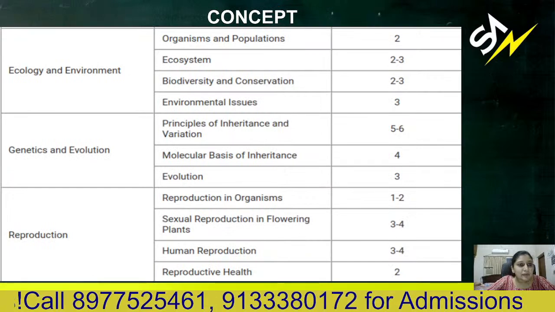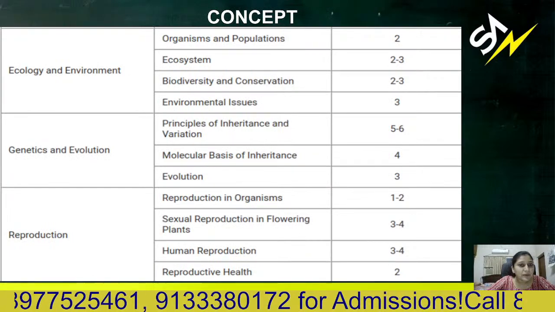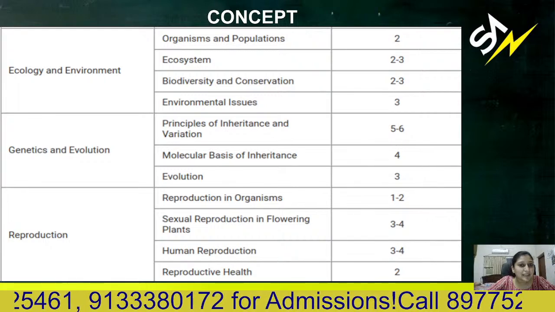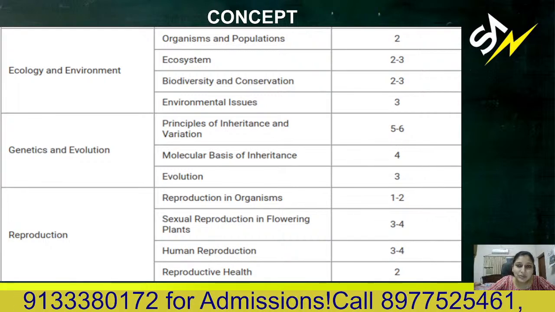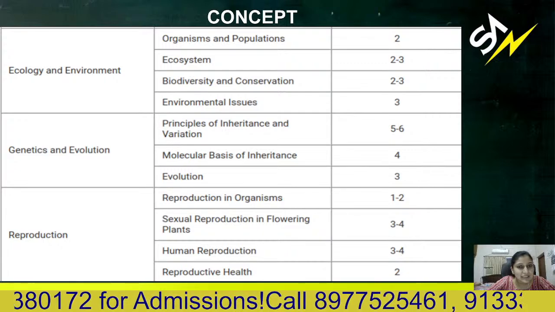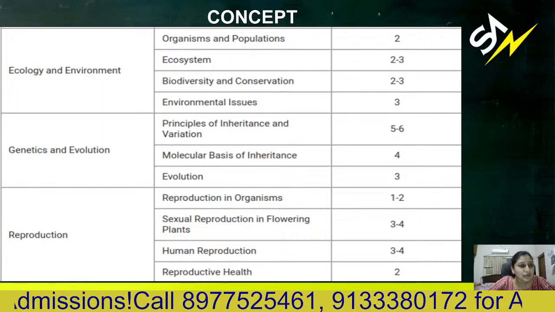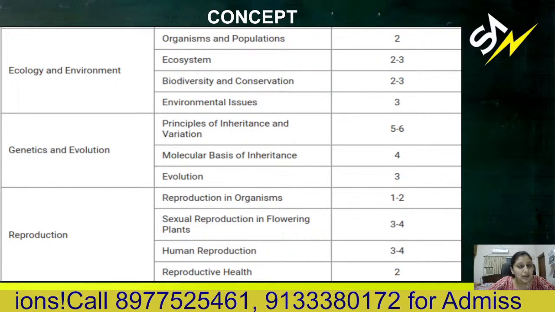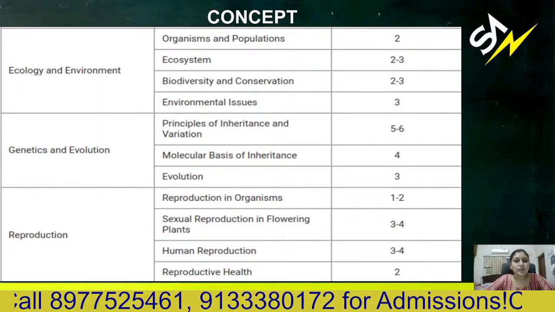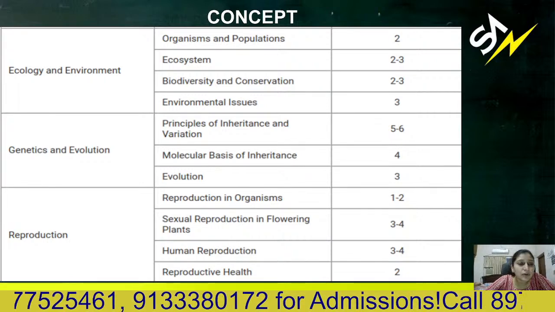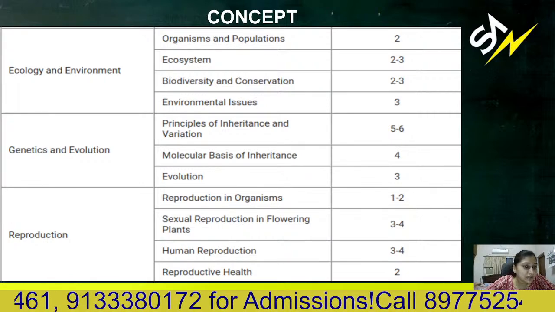Then ecology and environment: organisms and populations, population genetics, ecosystem, biodiversity and its conservation, and environmental issues. 4 chapters, and you can expect 2 to 3 questions from each chapter.